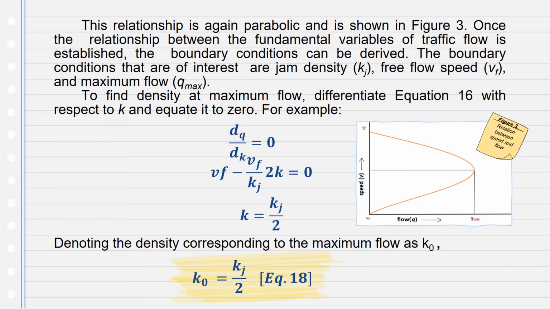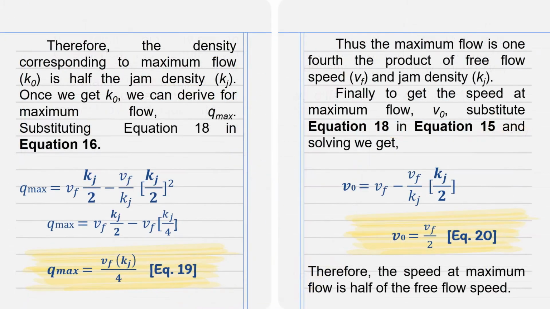And denoting the density corresponding to the maximum flow as k sub 0, we get the equation k sub 0 is equal to k sub j all over 2. From this, we know that the density corresponding to the maximum flow is half the jam density. So once we get the k sub 0, we can now derive the maximum flow or the q max.